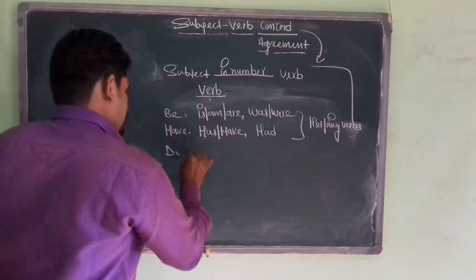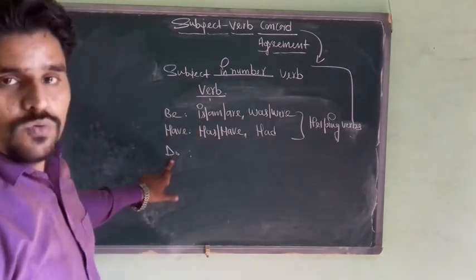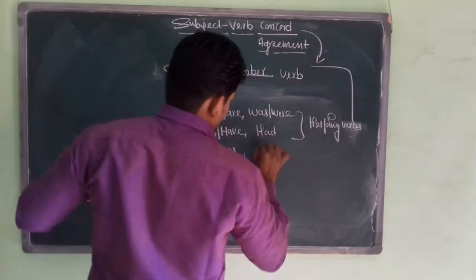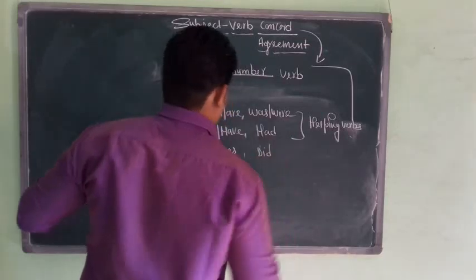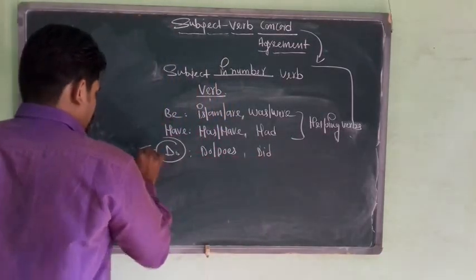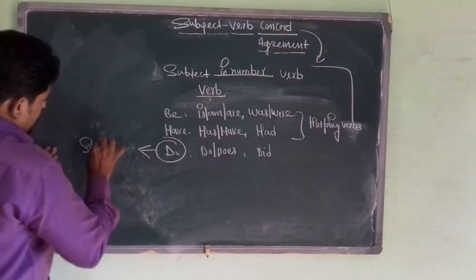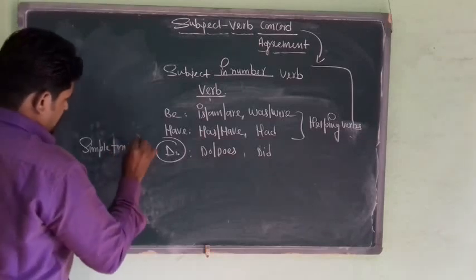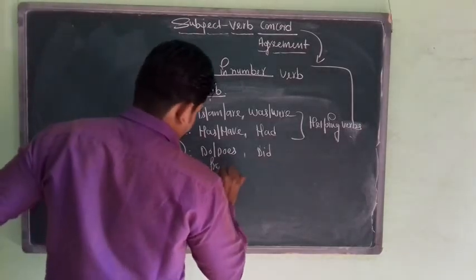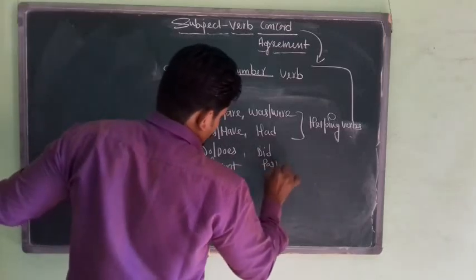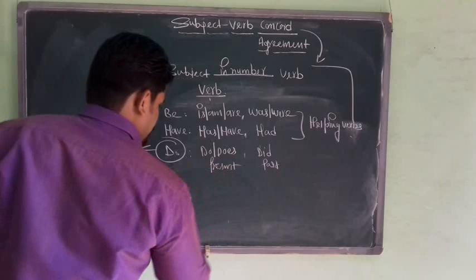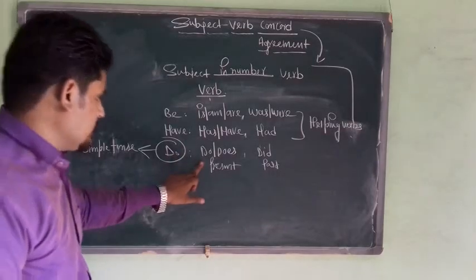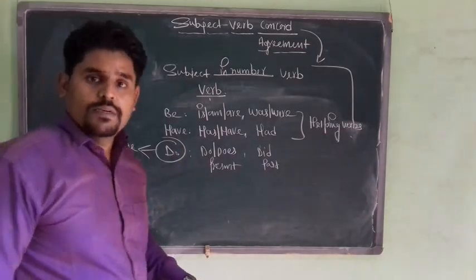Then there is the third verb. This verb do has the forms do, does, and did. This verb is used in simple tense. This is used in present and this is used in past. So students, this is also a helping verb like these two verbs, but this is used in simple present tense.